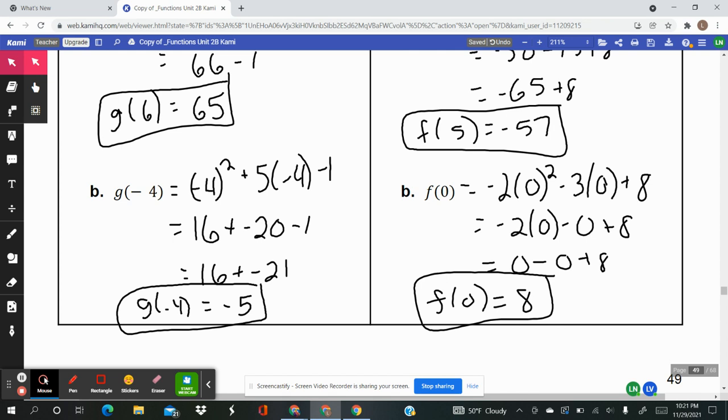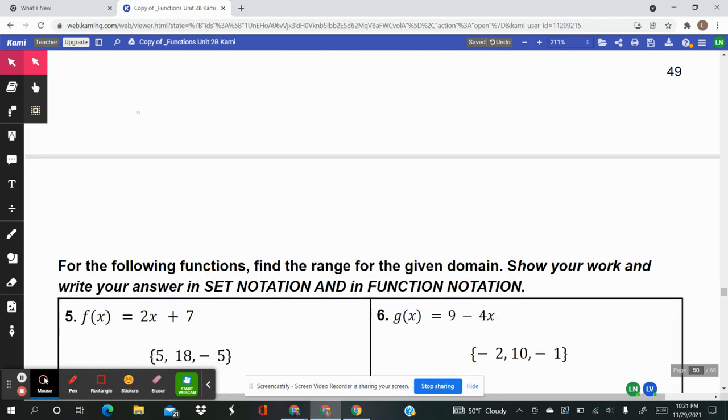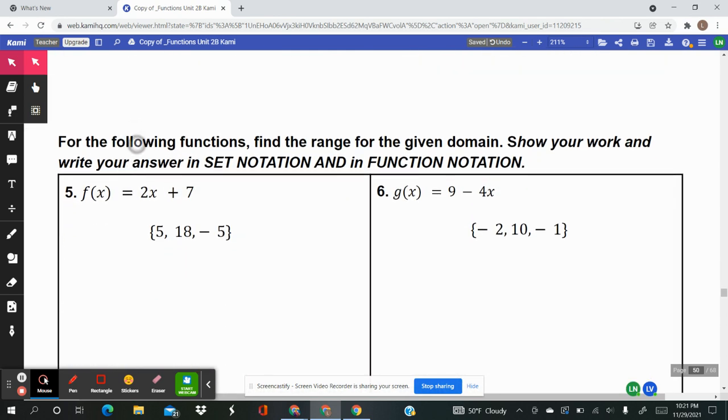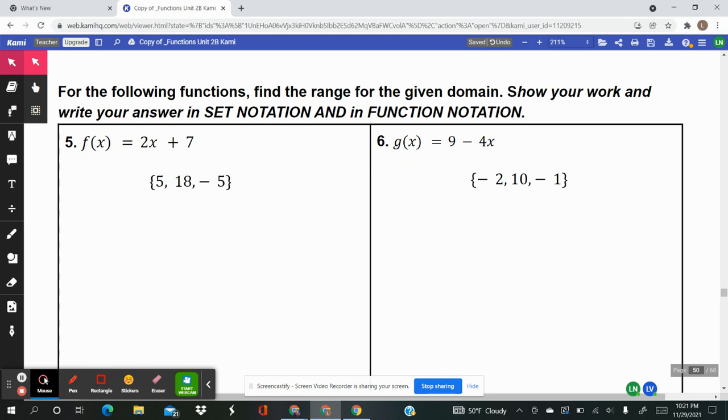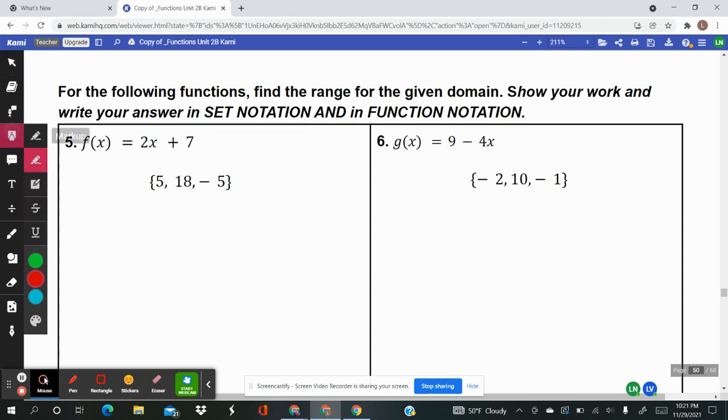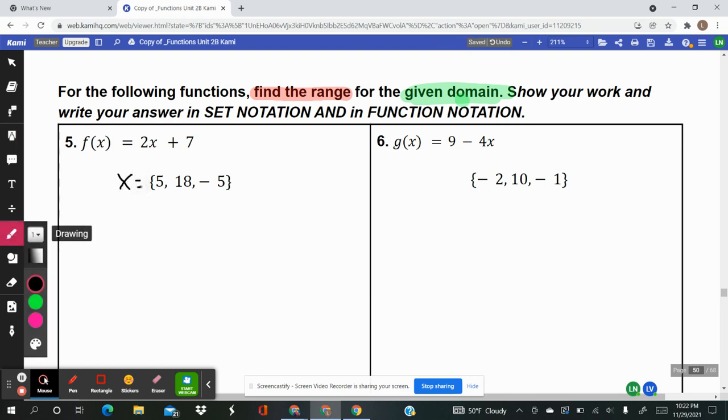So for the following functions, we're going to find the range for the given domain. We're going to show our work and write our answer in set notation and in function notation. So f of x equals 2x plus 7, with domain 5, 18, negative 5. When I go back to the directions, we're going to find the range for the given domain. They give us the domain. That means they give us our x values. So these are all of our x's.